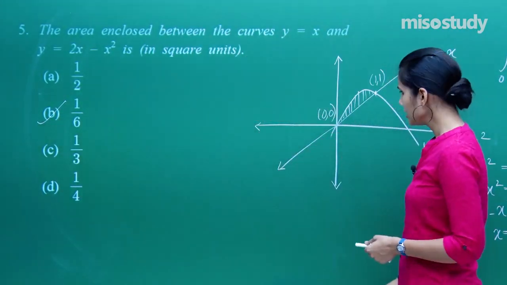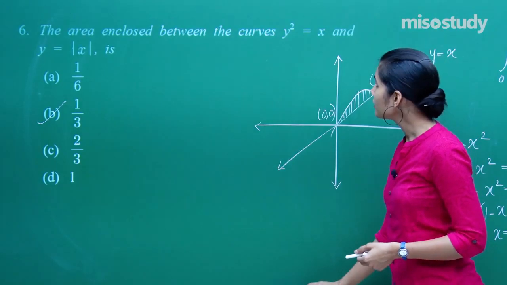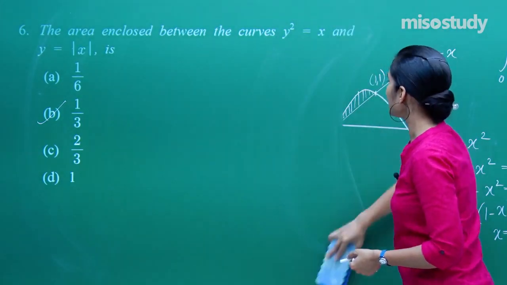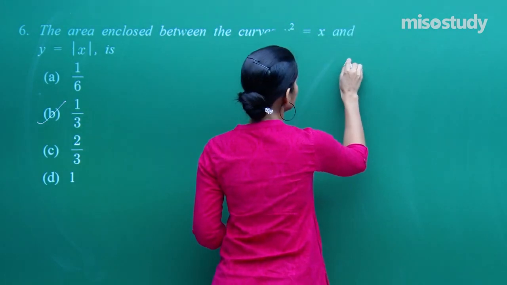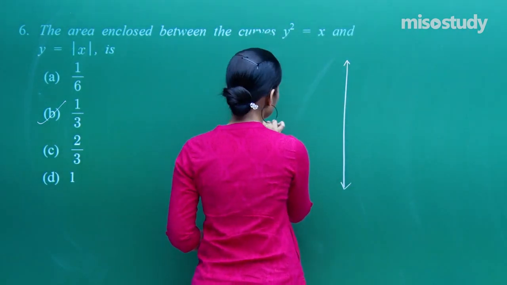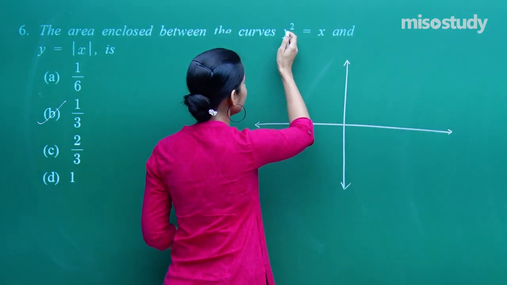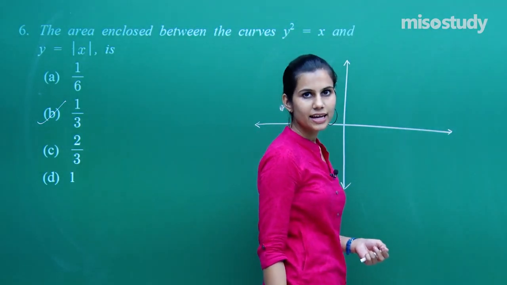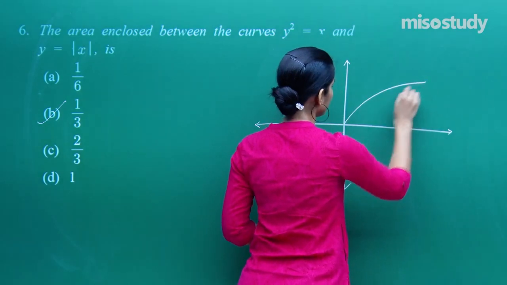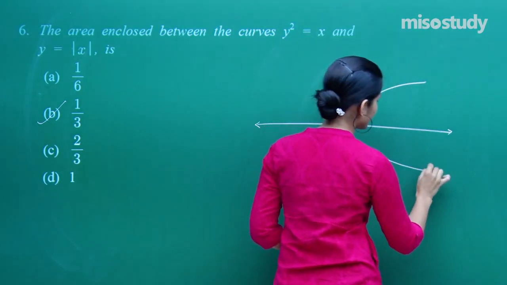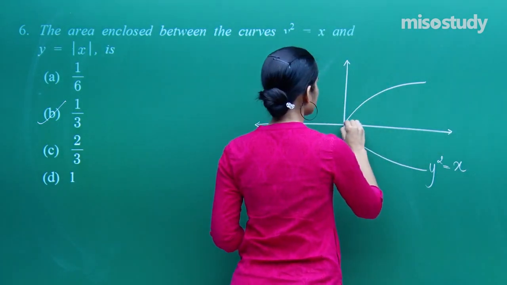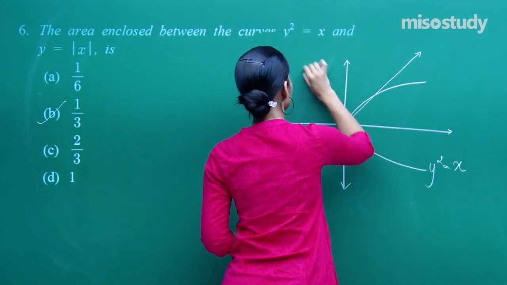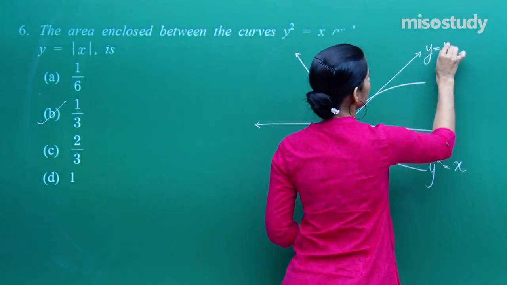Easy enough question. Next one says: the area enclosed by y squared equals x and y equals mod x. Okay, let's try to analyze this question. y squared equals x. That means for positive and negative values of y, you are getting the same value of x. So this is how y squared equals x looks, and then you have y equals mod x.